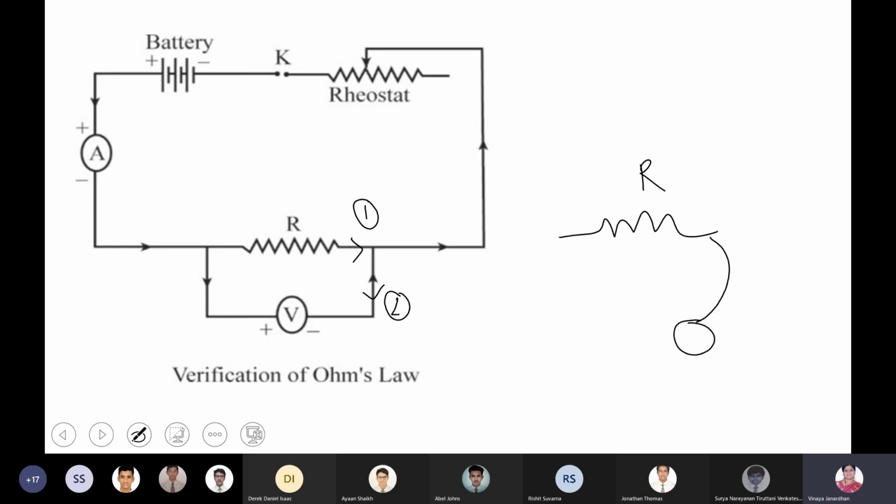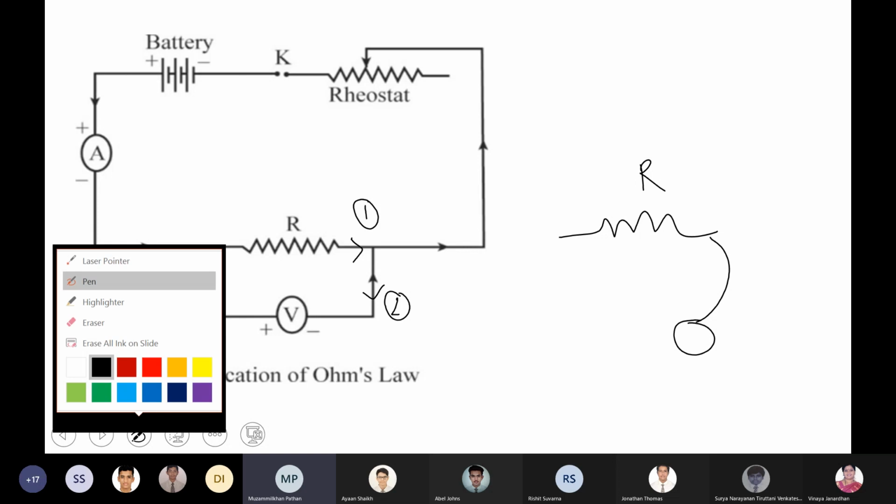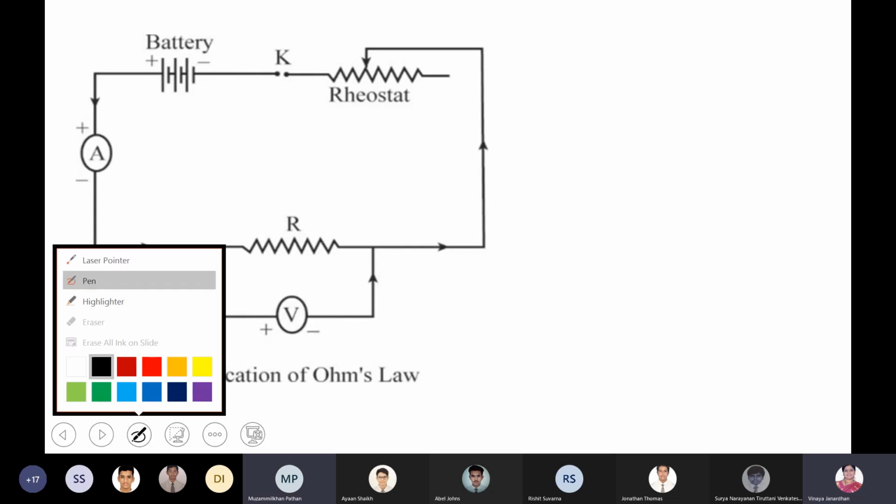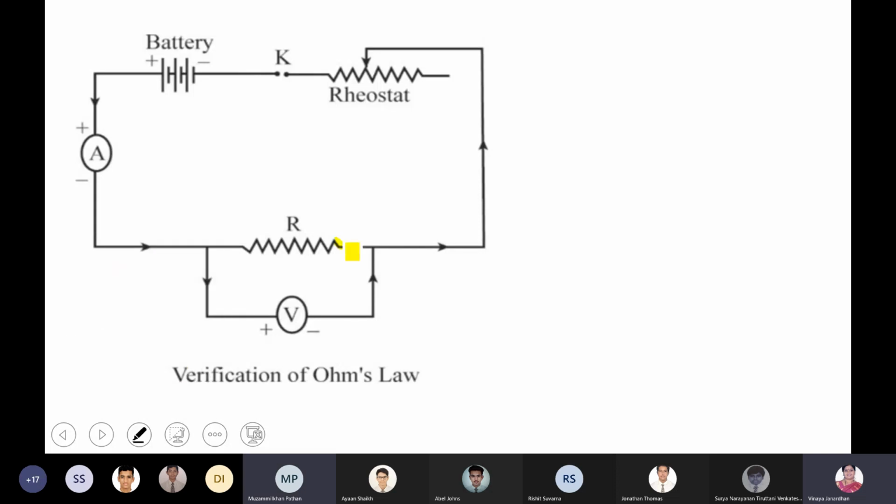Ma'am, in a voltmeter and ammeter, the black is usually negative and red is positive. Black is always negative. Red is always positive. Now here red is positive, right? Correct. So here I have two wires. One wire goes to the rheostat upper terminal. The other wire goes to the voltmeter negative.